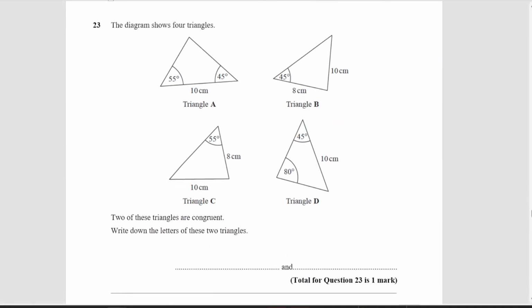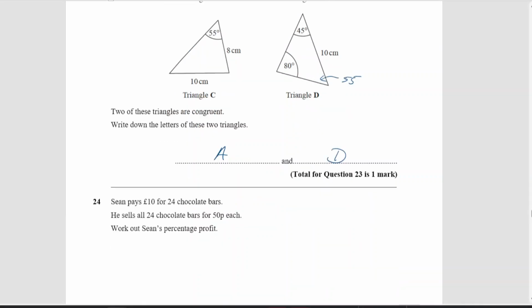Okay, for this one, question 23. This is a bit of a nasty-ish question. Only 2 of them are congruent. Write down the letters of the 2 congruent. None of the information directly tells you any are congruent. So what we need to do is actually look at this missing angle. Angles in a triangle need to add up to 180, so that missing angle must be 80. And then likewise here, that missing angle must be 55. And then we've got 2 angles and the included side, 2 angles and the included side. So that would be triangle A and D.